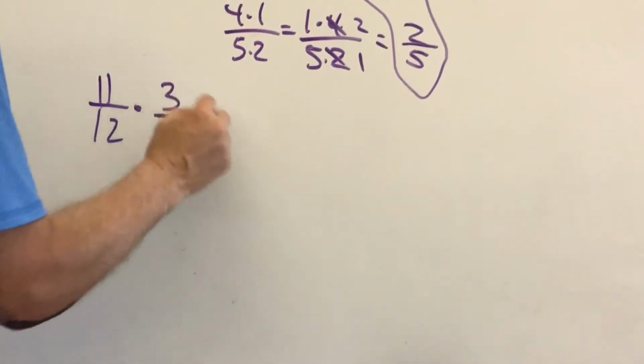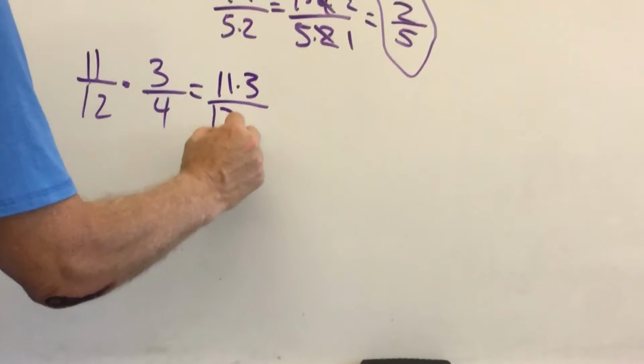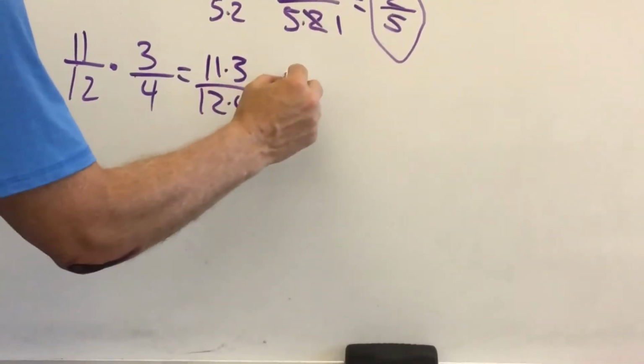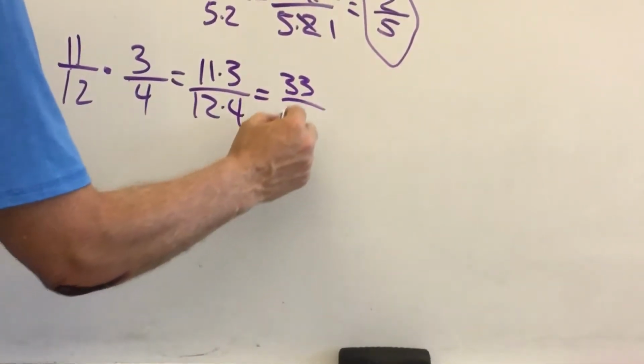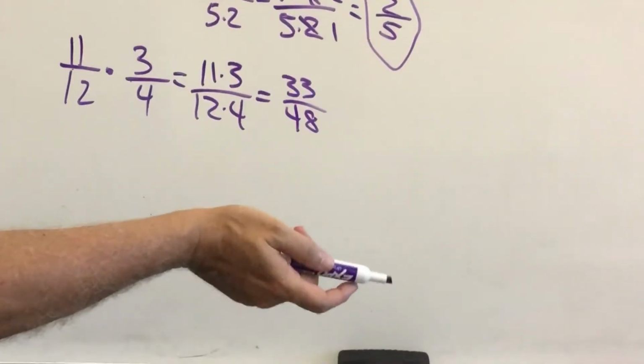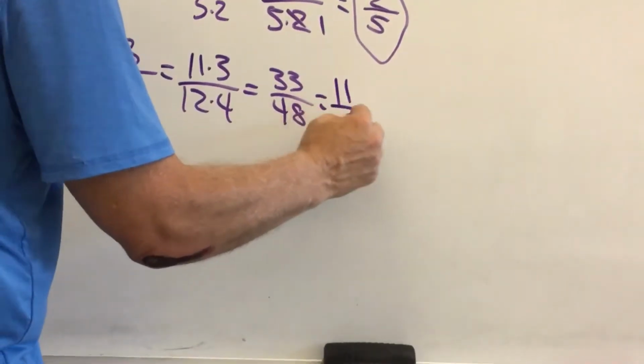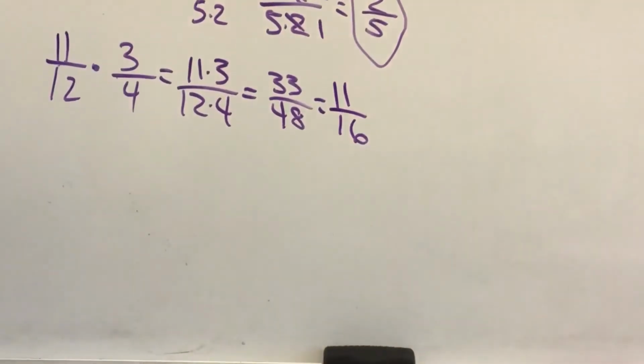So if we did top times top, we would have 11 times 3 over 12 times 4. So that would be 33 over 48. And we know that 3 can go into both of those. So if we divide them both by 3, we end up with 11 over 16.